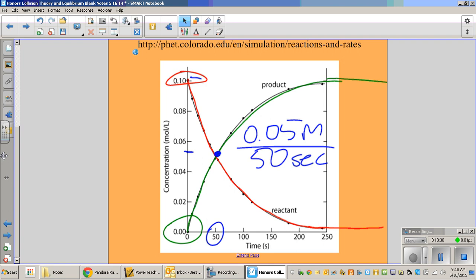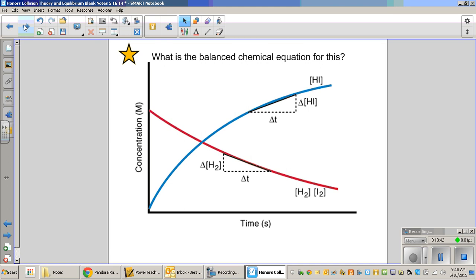So all those things come together into a graph here. We'll talk a bit more about these. The last thing I want you to do is tell me the reactant or the BCE for this reaction here. Interpret it.